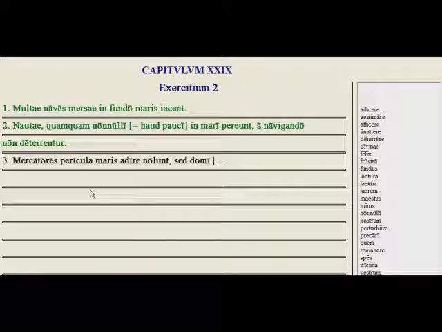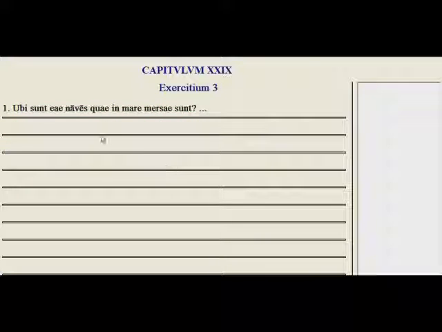Okay, go ahead and try the rest of those, and let's move on to exercise number 3. Exercitium tertium, question and answer. Always read your questions out loud and give your answers out loud as well. Get practice with pronunciation and hearing Latin spoken.